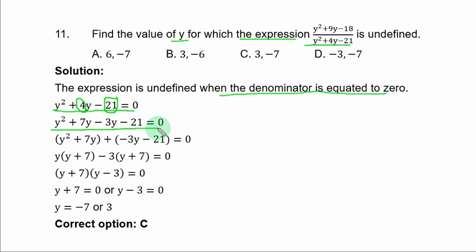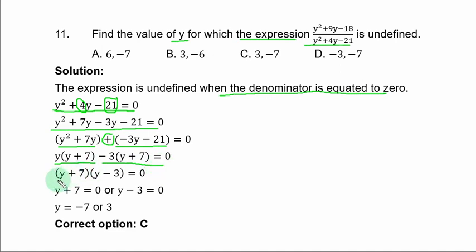You factorize by grouping, where the first two terms take the first bracket and the last two terms the second bracket. Ensure that the two brackets are separated with a plus sign. From the first bracket, y is common. If you factor out y, you have y plus 7 in the bracket. From the second group, you can factor out minus 3. So you have minus 3 bracket open, y plus 7 bracket close, equal to 0.